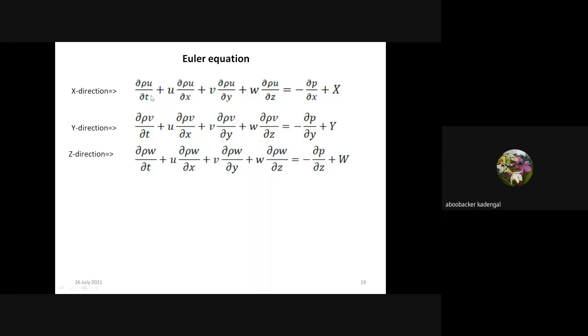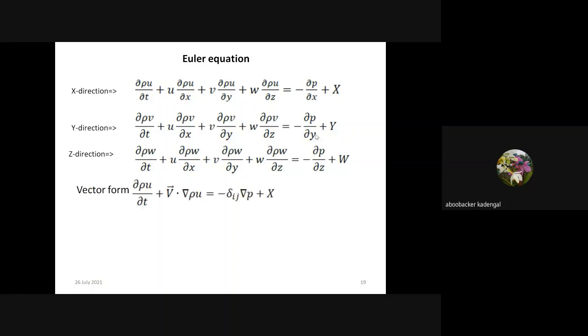The terms here come from the local acceleration and the convective acceleration. Mass into acceleration is the inertia term, and this is the pressure or surface force term, and this is the body force term. Both of these are also referred to as source terms. Body force or surface force are also known as source terms in the literature. This is called the inertia terms. This is the convective term, because of convective acceleration. This is local acceleration.